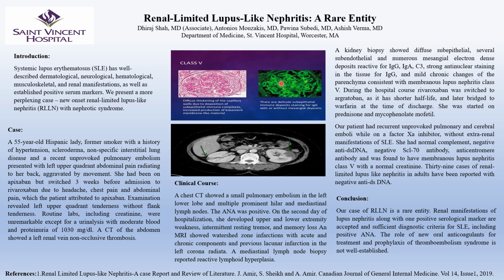We have 39 reported cases of adults with renal-limited lupus-like nephritis. Most of them presented with typical nephrotic syndrome. 7 had proteinuria and hematuria. None of them presented with renal vein thrombosis or pulmonary embolism.